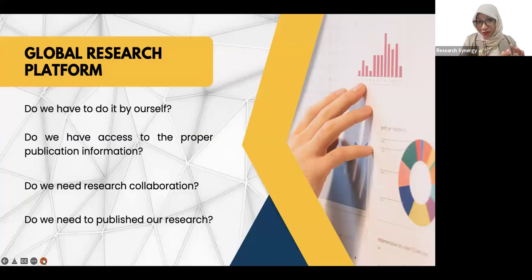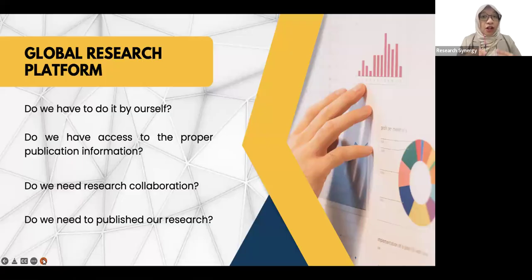And if we talk about the research, the impact, the community, the society, sometimes we think why we have to do the research, right? And I know that some of you perhaps think why we should publish our research. Whatever your questions regarding the research, perhaps some of you are also facing this, or have asked these questions in your mind before. Do we have to do the research by ourselves, or do we have access to the proper publication information? Do we need research collaborations, or even do we need to publish our research?